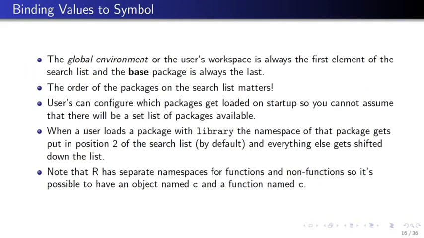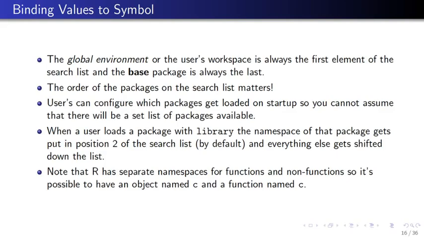As I said before, the global environment is equivalent to the user's workspace, and it's always the first element on the search list. Furthermore, the base package is always the last element on the search list. So clearly, because of the way that the search process works in terms of going down the list of packages, the order of the packages on the search list matters. Furthermore, users can configure which packages get loaded when you start up, and users can also load packages whenever they want. So you cannot assume that there's going to be a set list of packages available, or that the packages will be in any sort of order. They can be in different orders at any time depending on what the user has decided to do in a given session.